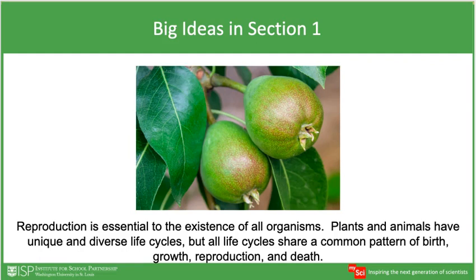Here is the content level big idea for Section 1 and how students will figure it out. Students plant seeds, observe mealworms, watch time-lapse videos, and read to figure out that plants and animals each have their own unique life cycles, but share the pattern of birth, growth, reproduction, and death. They will continue to apply this knowledge to the other sections of this unit.